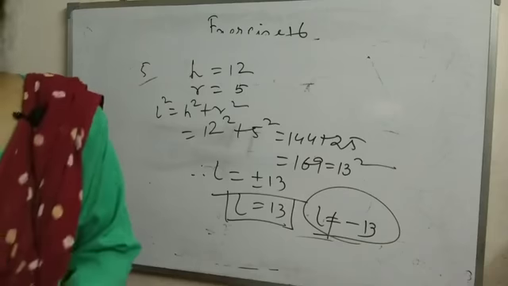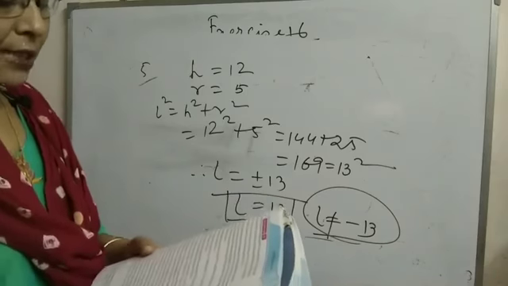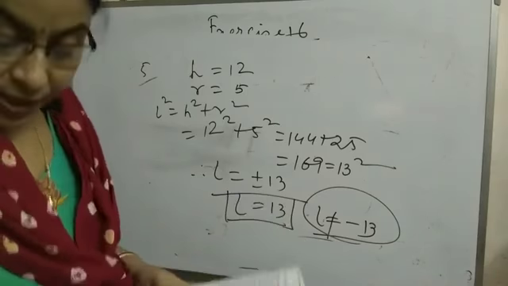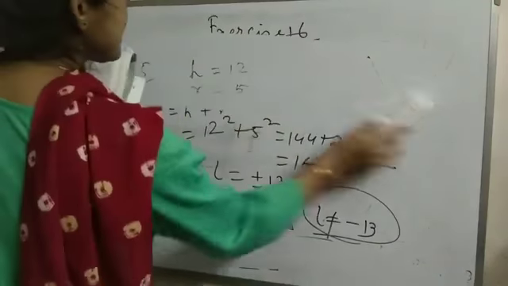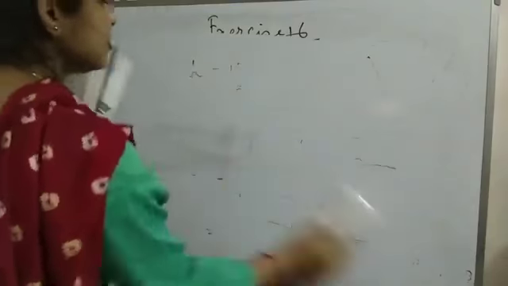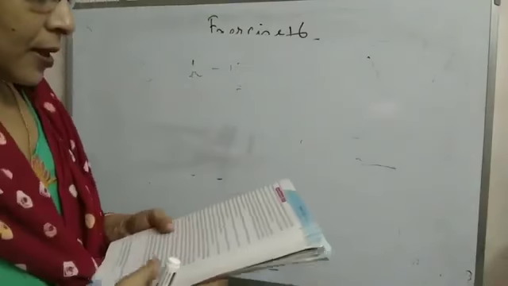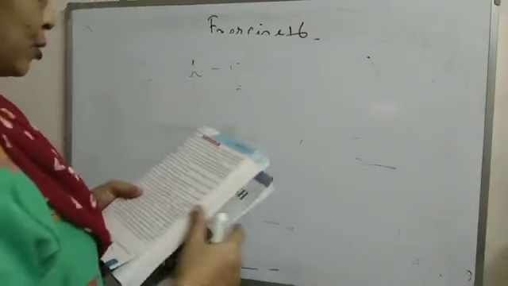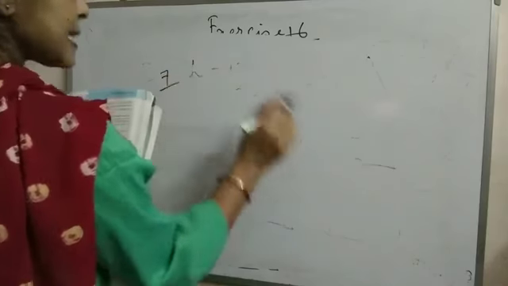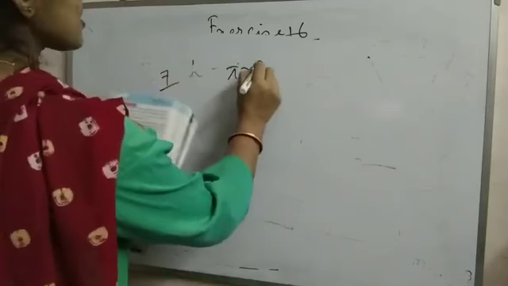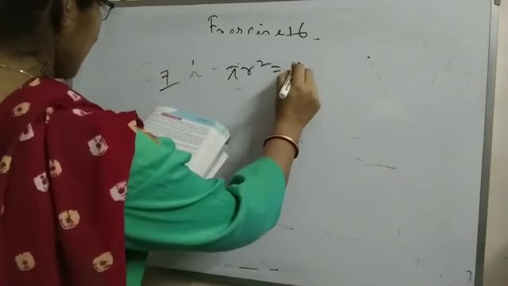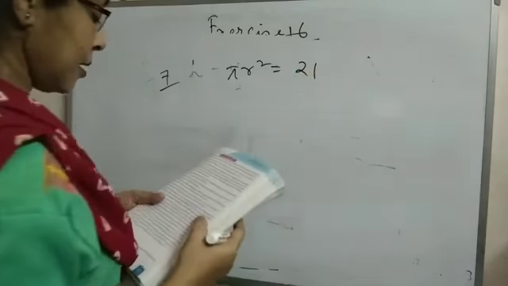And I'll go to sum number 7. Sum number 7 is the base area of a right circular cone is 21 centimeter. Base area 21 centimeter, that is base area means base of the right circular cone, that is πr². This is equal to πr² equal to 21.